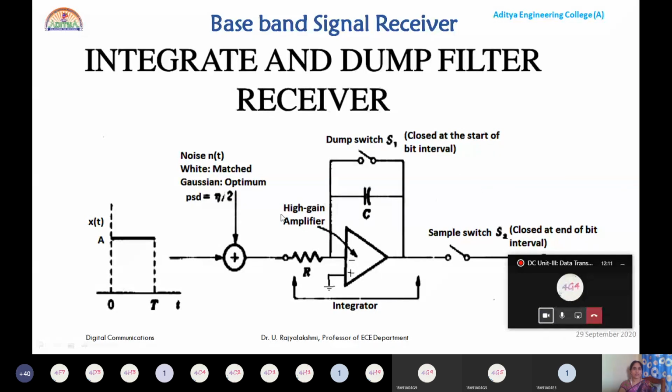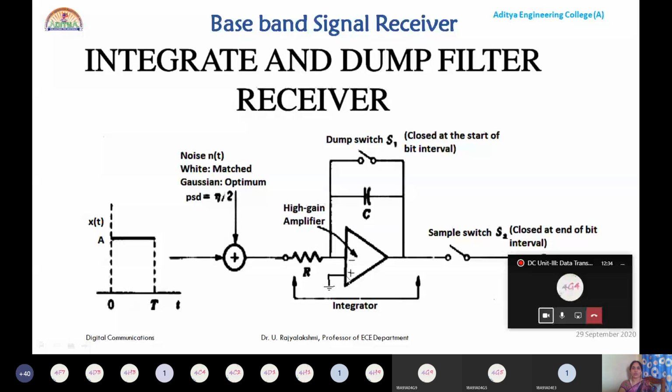Sorry for the disturbance. See here, the data is applied to the integrator section. Which data? The sum of x of t and n of t. The sum of x of t and n of t is applied to the low pass filter. We know in the receiver section we have a low pass filter, and that low pass filter acts as an integrator.